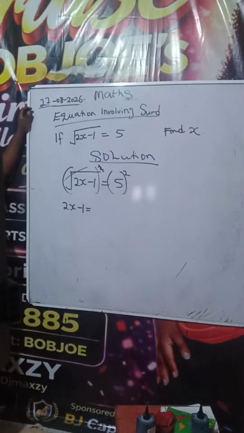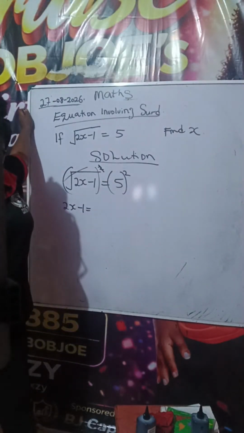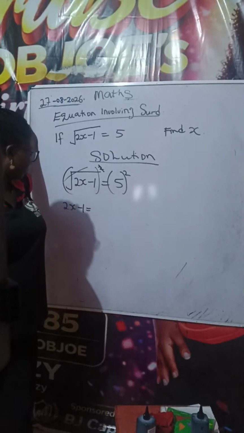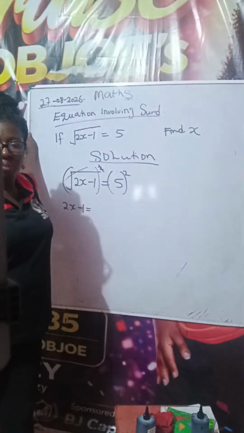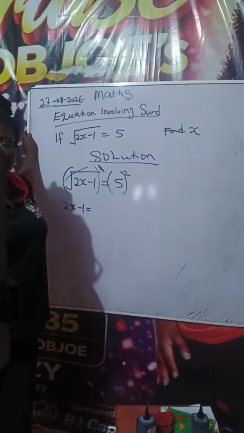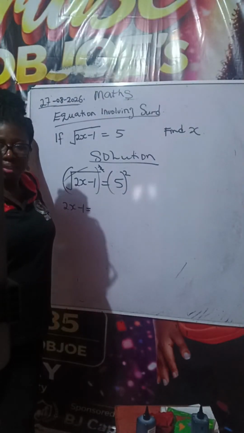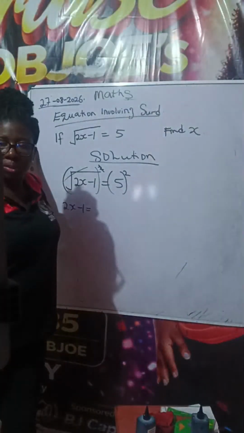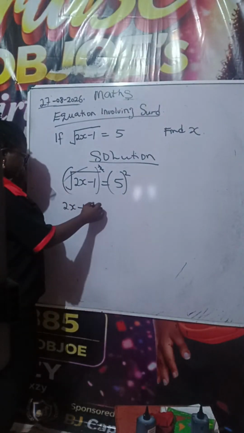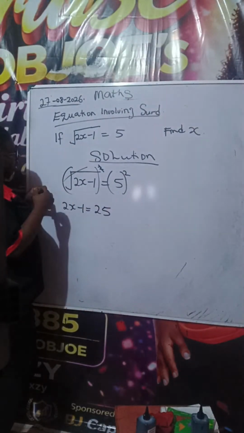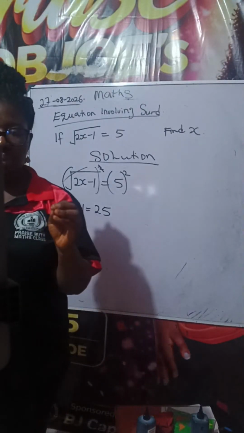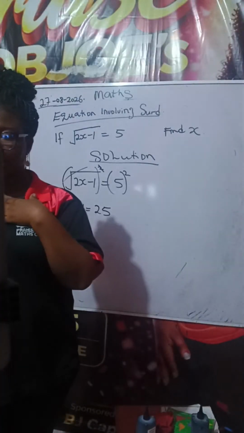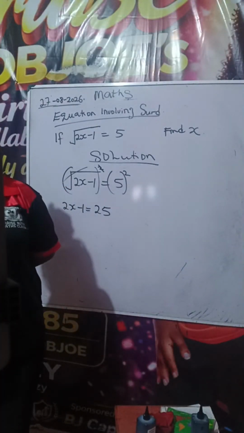Now what is 5 squared? Everybody, what is 5 squared? If you square 5, what do we have? We have 25, without wasting time. So that will give us 25. Good job. Then what next again? What do you think? Why are we saying no? What happened? Is it not clear to you?